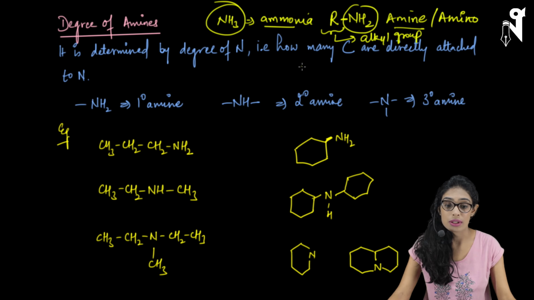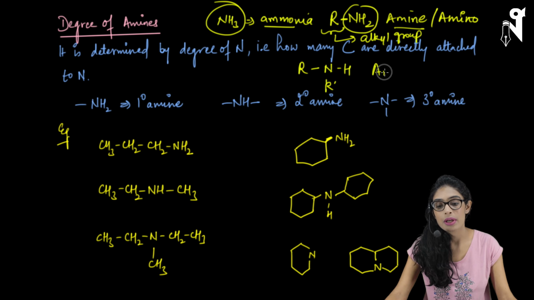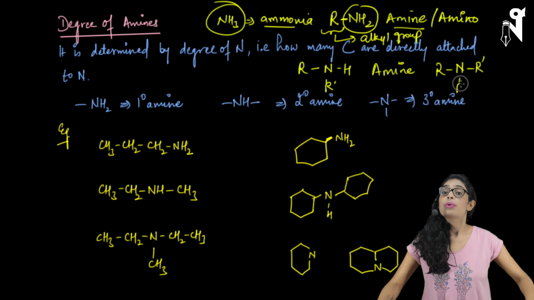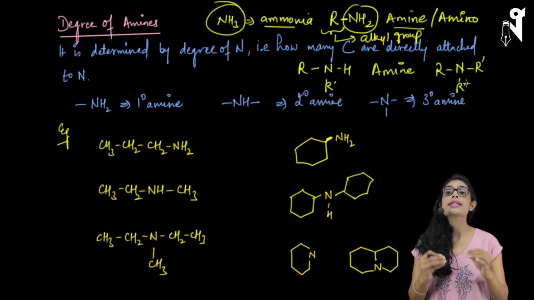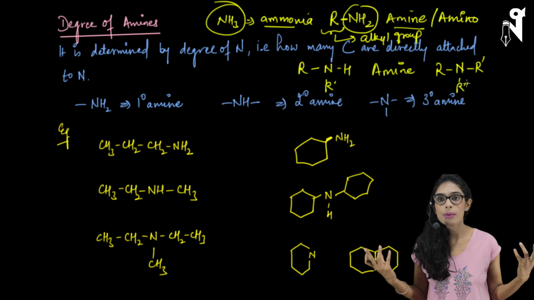If two hydrogens, let's say, are replaced by two carbon chains, maybe the same, maybe different, then also it will be called an amine. And if I have all three hydrogens replaced by three different carbon chains, then also it will be called an amine. The carbon chains can be of the same type or different type, with the same number of carbons or a different number of carbons.